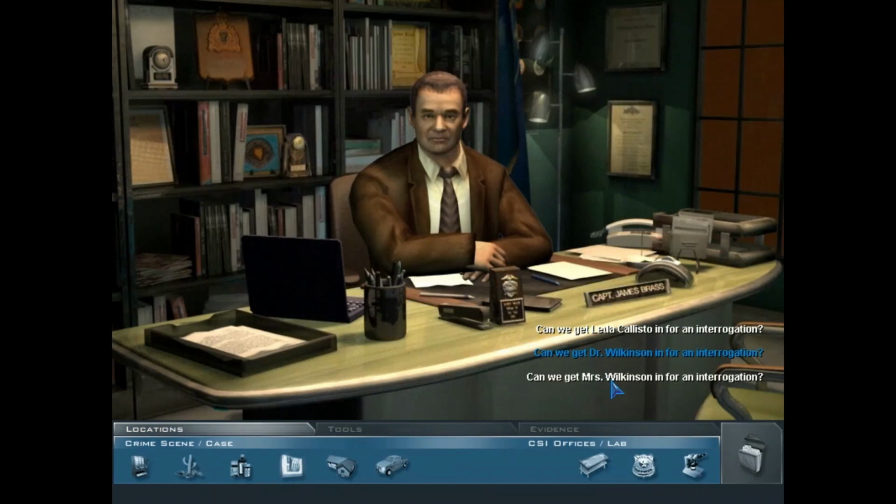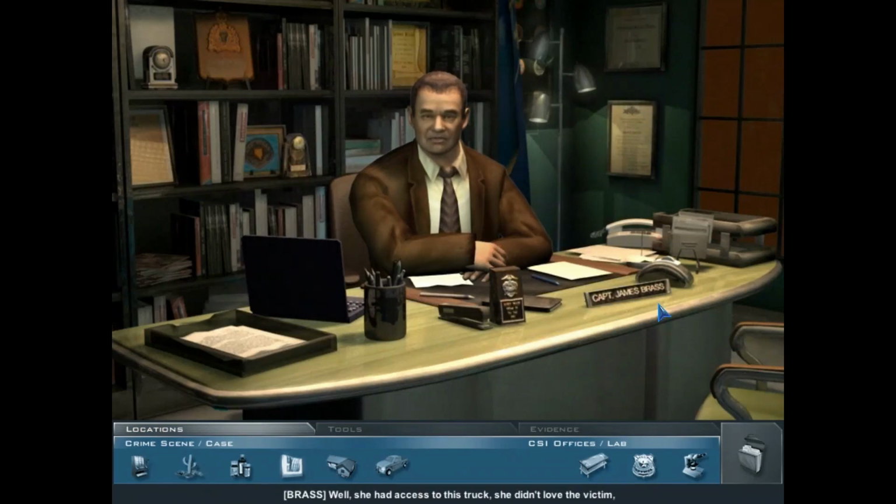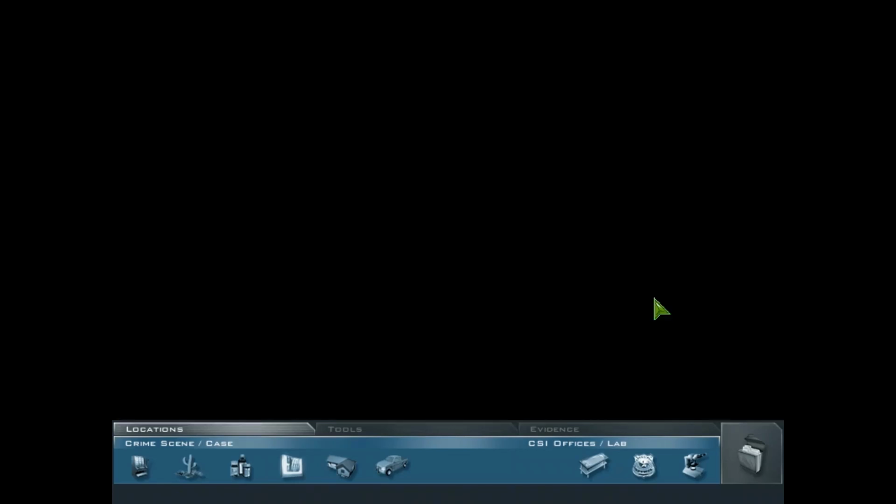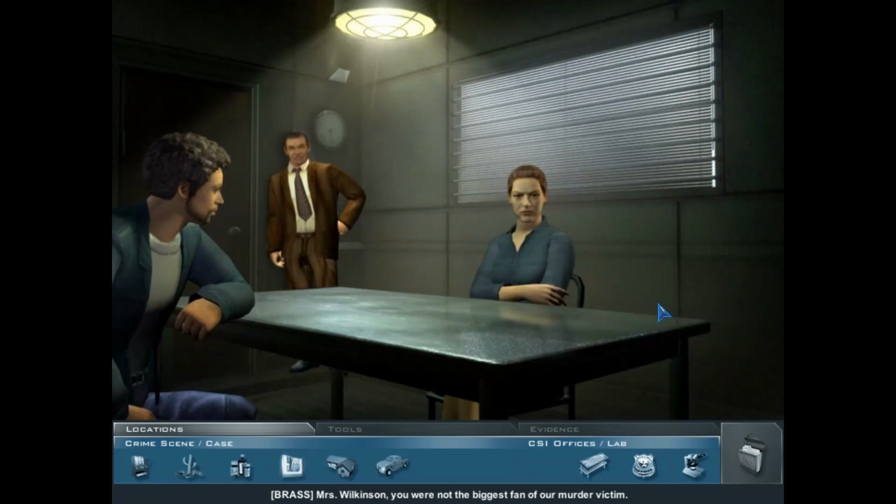Yes? Well, she had access to this truck. She didn't love the victim and didn't seem terribly surprised about the murder. A judge will okay bringing her in. Mrs. Wilkinson, you were not the biggest fan of our murder victim. And the details of the crime indicate you may have been involved in the murder. What an outrageous, ludicrous spectacle you people are making of yourselves.